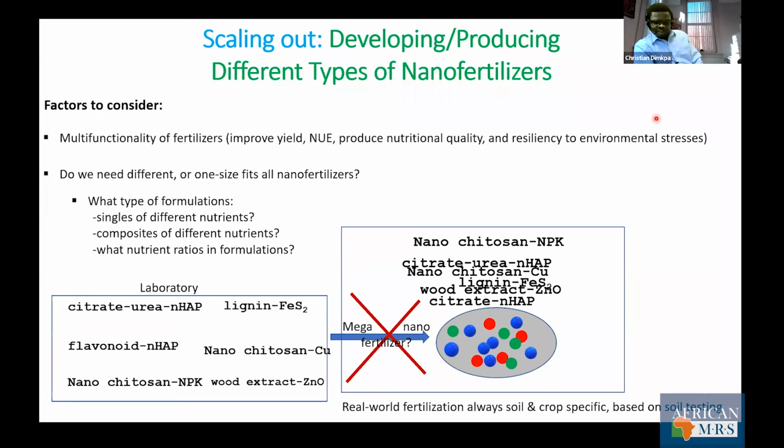So it's not advisable, in my opinion, to do a one size fits all, because each soil is different and each plant is different. So to produce a so-called mega nanofertilizer that will contain all sorts of ions, like iron, sulfur, phosphorus, copper, zinc, and then add them to a soil, it may not make a lot of sense because of the differences in soil. In the real world, fertilization will always be crop and soil specific, and that is based on soil testing.